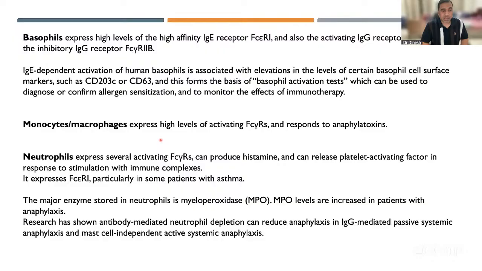So the major enzyme stored in neutrophils is myeloperoxidase, MPO. These levels are increased in patients with anaphylaxis, and research has shown that antibody-mediated neutrophil depletion can reduce anaphylaxis in IgG-mediated passive systemic anaphylaxis and mast cell-independent active systemic anaphylaxis. When I say passive, it is the one which is done in experimental cases like in mice, whereas active systemic anaphylaxis is what is seen in vivo.